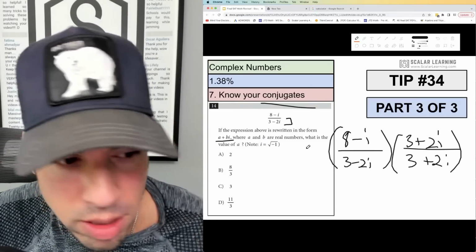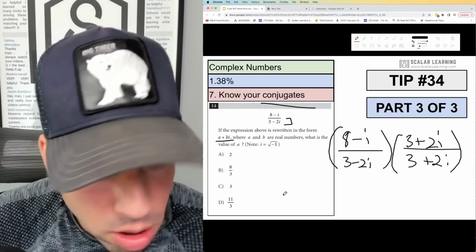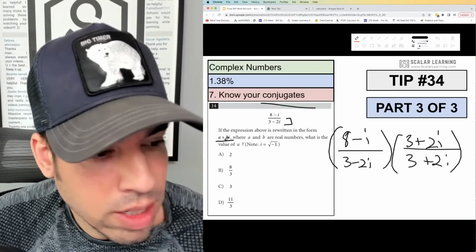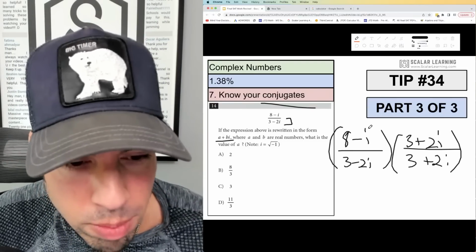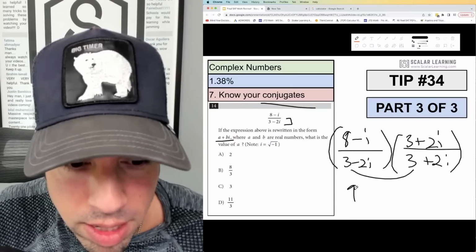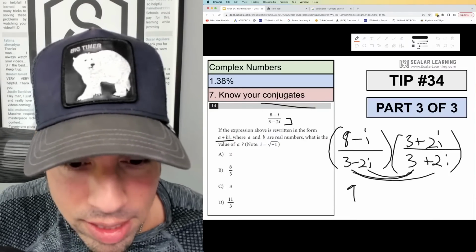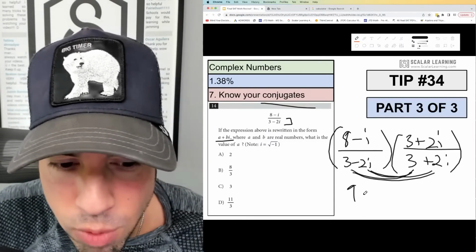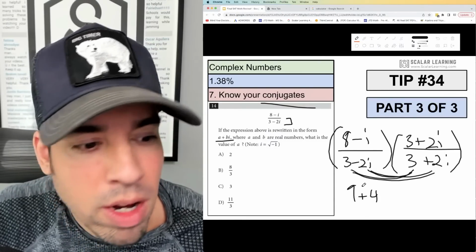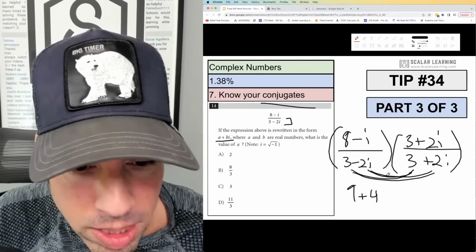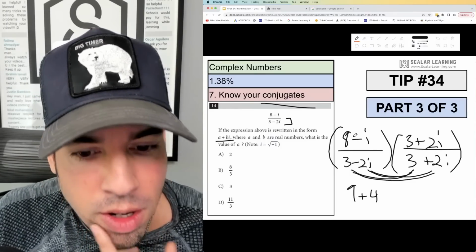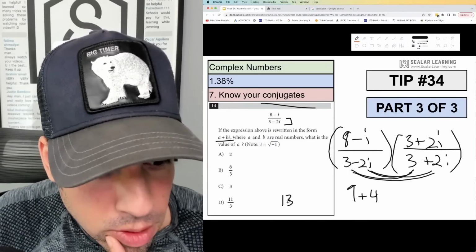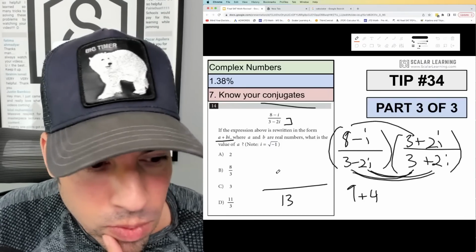So if you know this, you might be like, what the heck are they talking about? To get it to a plus bi, well, you do this, it works out perfectly. Multiply 9, 6i, negative 6i. They cancel out. And then negative 2i times 2i is negative 4i squared, which is positive 4. And just like that, the denominator is no longer imaginary. So that's 13. And then on the top, we get 24.